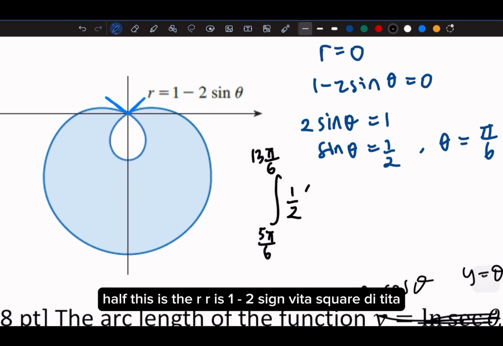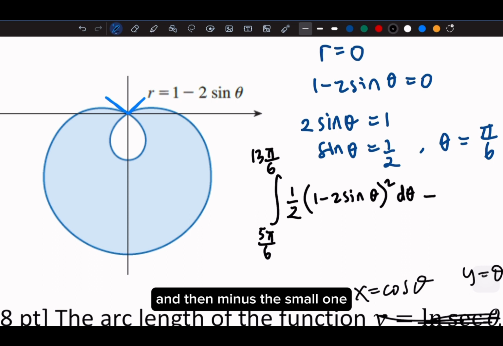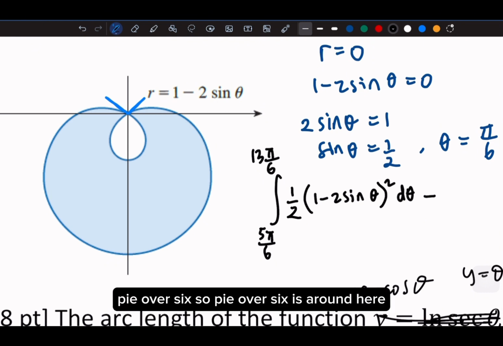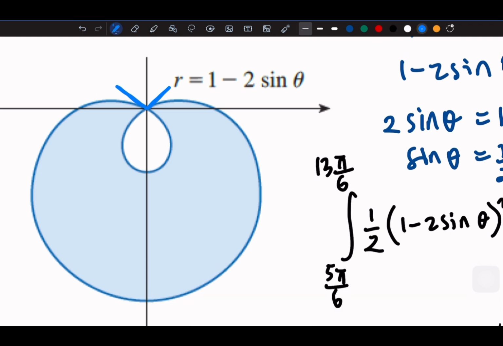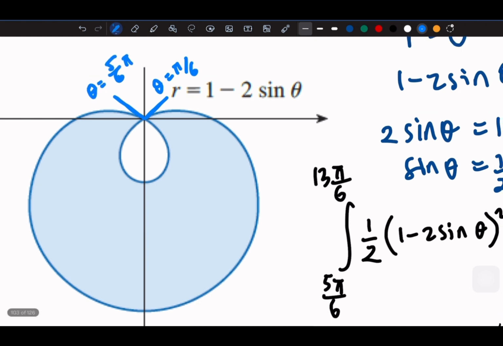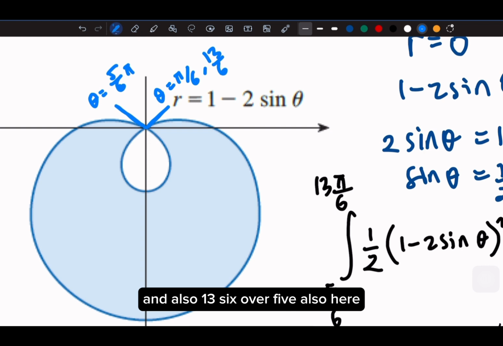Half, this is the r. r is 1 minus 2 sine theta squared d theta. And then minus the small one. The small one is actually, we can start from pi/6. Okay, so pi/6 is around here. This is pi/6. This is the 5/6, and also 13/6 pi also here.